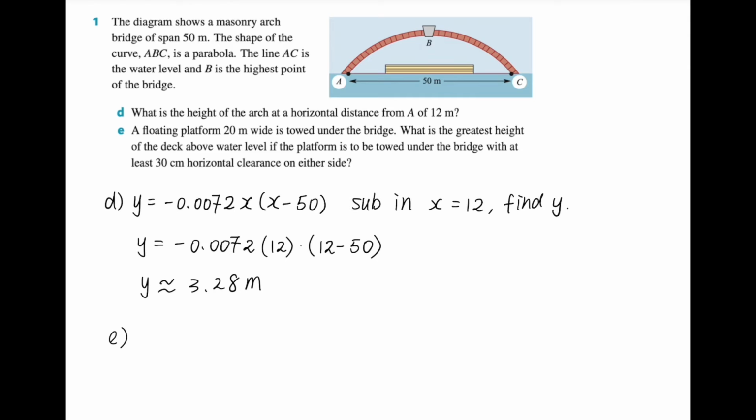In part E, we want to tow this 20-meter wide floating platform and make sure that it can be towed under the bridge. Before we start, we need to convert the units first, since the clearance was given in centimeters in this question, but we've been using meters all this time. Now everything is in meters, and we want to find the greatest height, which is the maximum y value.